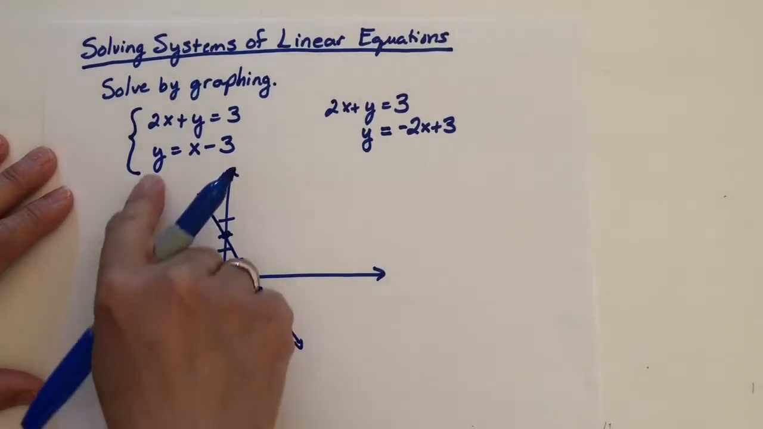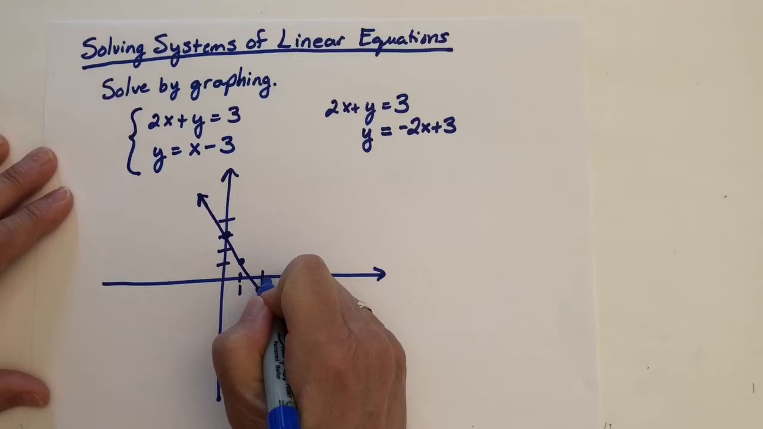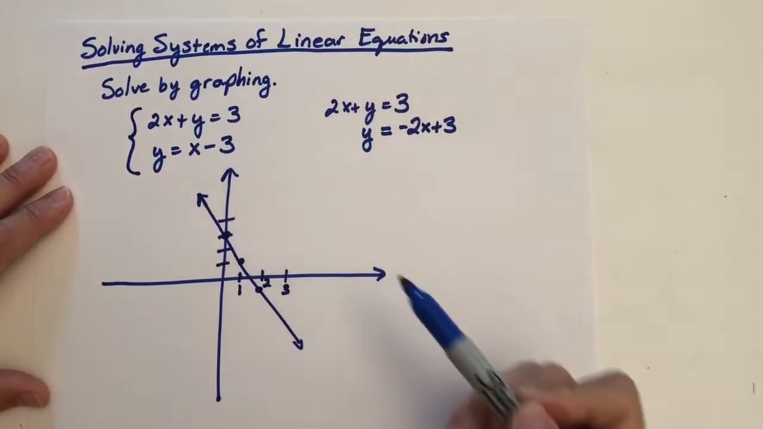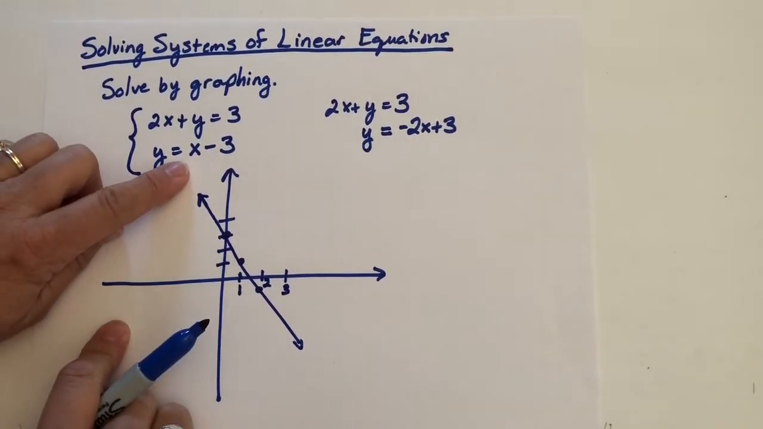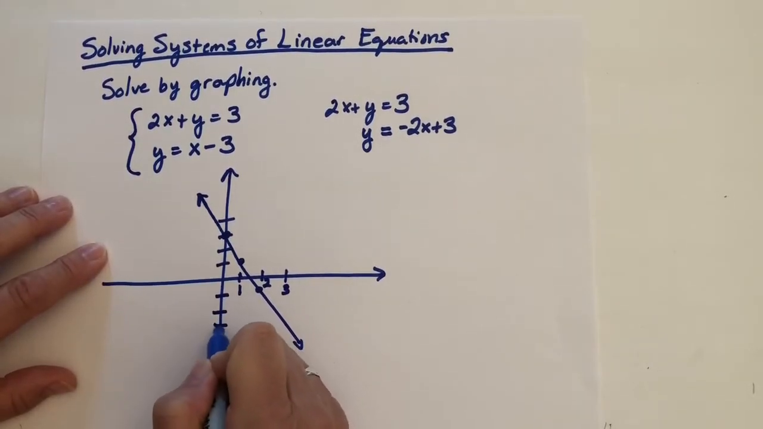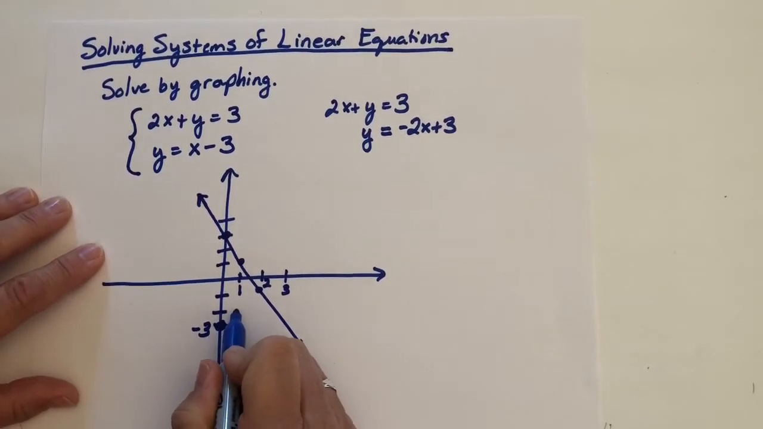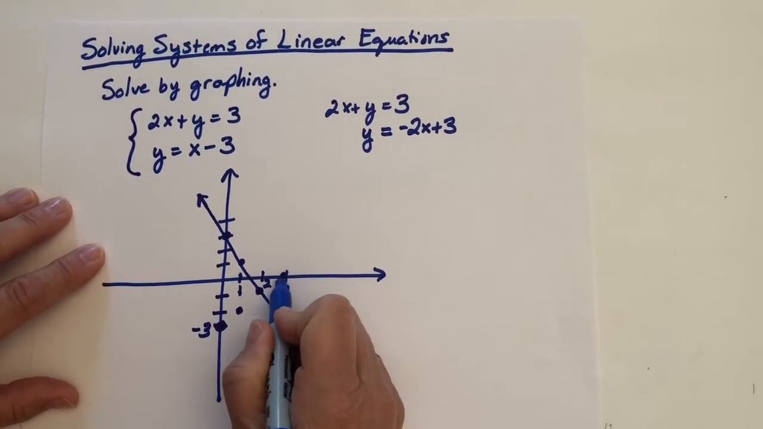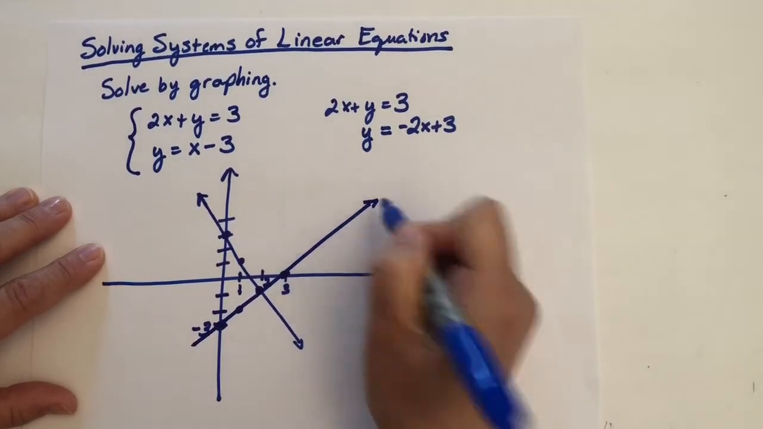Now my second equation, let me label this. This is 1, this is 2, this is 3. My second equation is y equals x minus 3. So it's already in slope-intercept form. The y-intercept is negative 3, so negative 1, negative 2, negative 3. And my slope is 1, so up 1 over 1, up 1 over 1, up 1 over 1. A little bit off here since I didn't have graph paper.